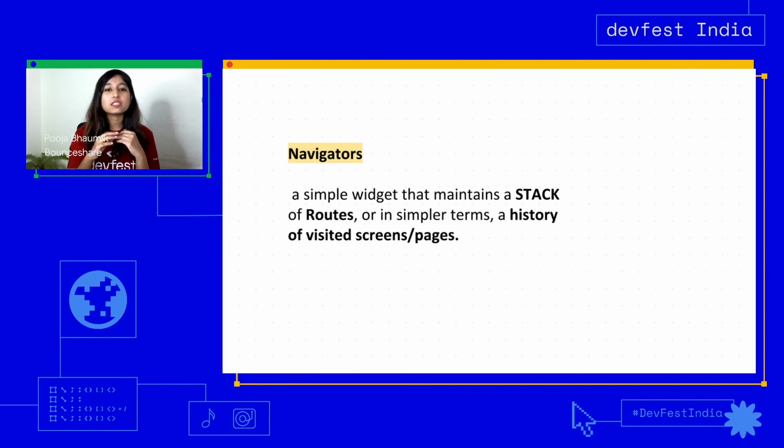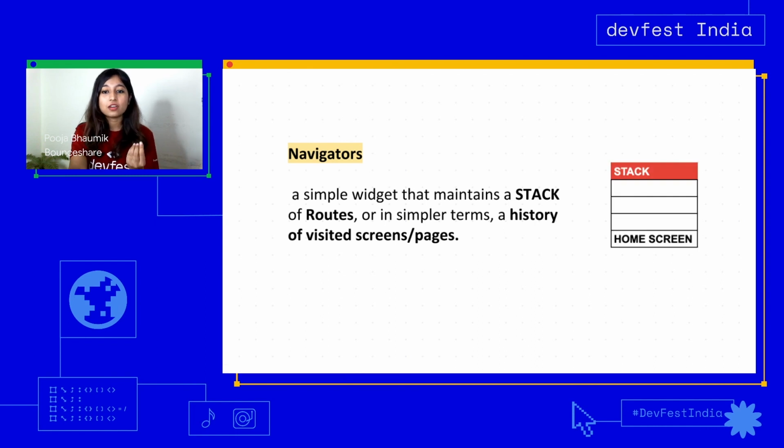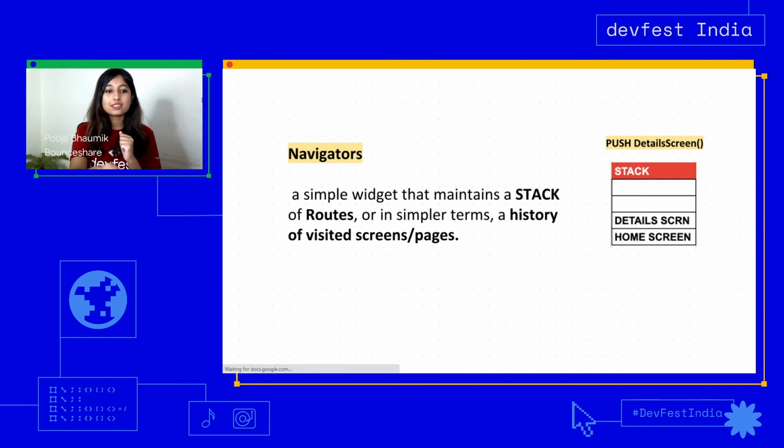Navigators are basically a simple widget that maintains a stack of routes, or in simpler terms, a history of visited screens or pages. In our case, we have a stack which has the home screen first, and then we push the detailed screen on top of it. So the stack will now have the home screen and then the detailed screen, and that is how we navigate to the next screen. Whatever is on top of the stack is the visible screen or widget that you see in your app.